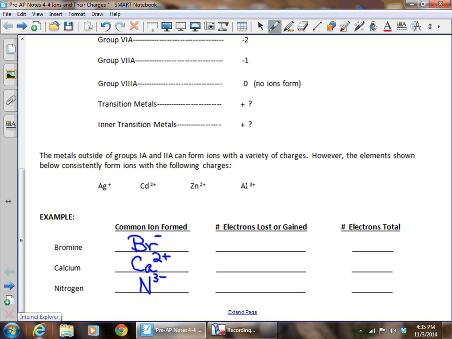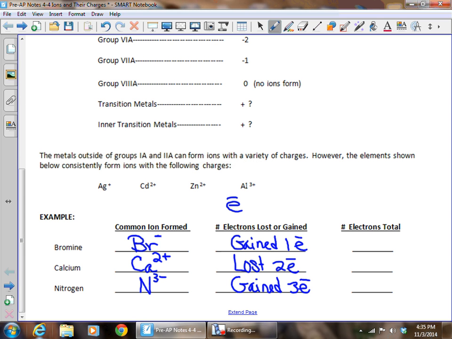If it's a -1 charge, remember those electrons are negative. So that means it must have an extra electron floating around in there somewhere. So it must have gained 1 electron. Calcium, on the other hand, with its +2 charge, it must have lost 2 electrons because those negative charges must have gone away to leave that as a positive ion. So calcium has lost 2 electrons. Nitrogen, with its 3 negative charge, what must have happened to it? It must have gained 3 electrons in order to have that charge.